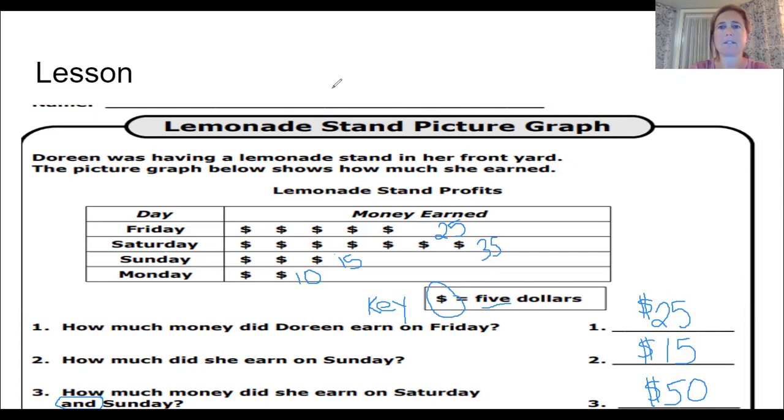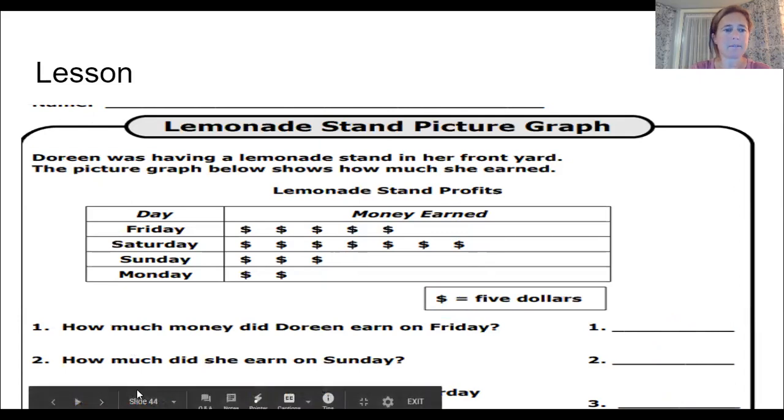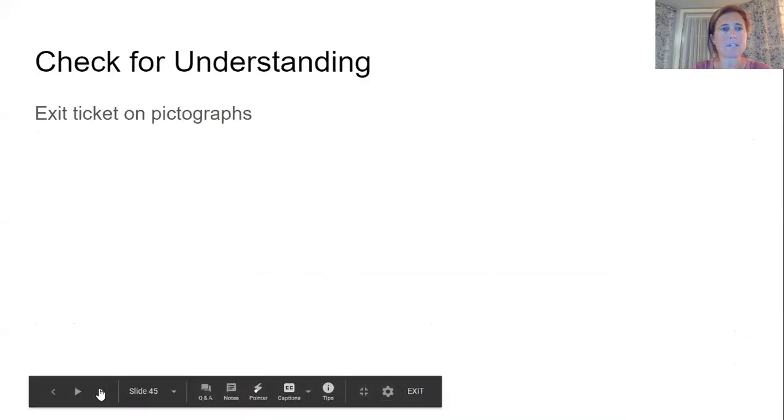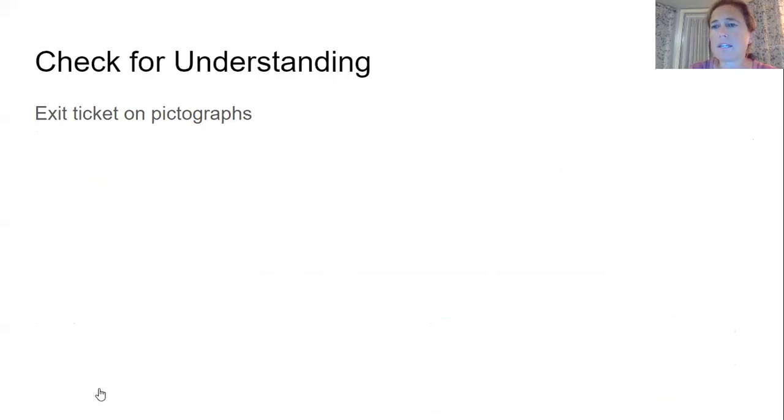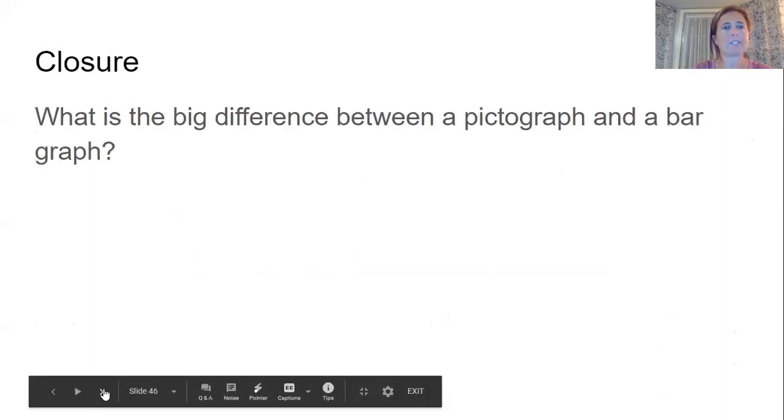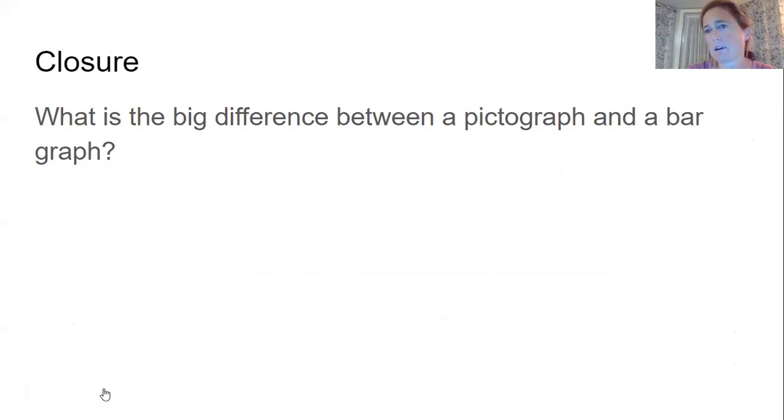Let me clear this, get my mouse back, and we can go on to the last one. Your exit ticket on pictographs is located in Shobi, so make sure you go ahead and get to work on that. What is the big difference between a pictograph and a bar graph?